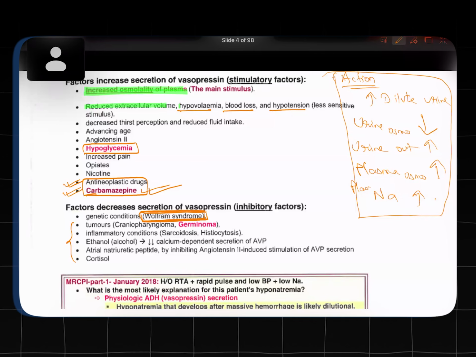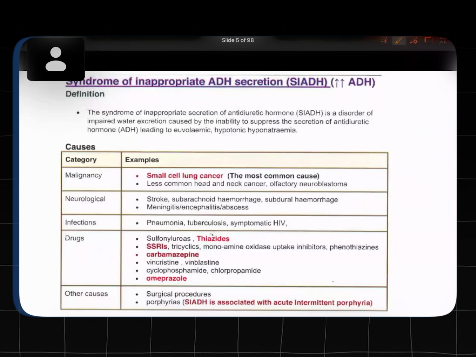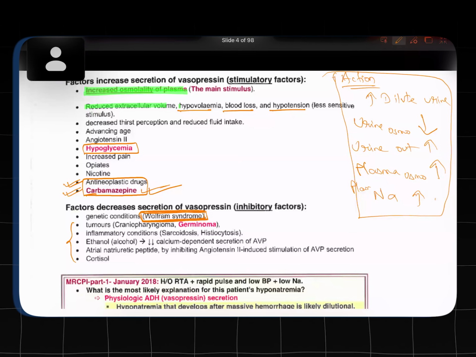This is a direct question. What is the most likely explanation for the hyponatremia in a patient who has presented following a road traffic accident, with rapid pulse, low BP, low sodium? Physiologic ADH secretion. That is the physiologic ADH, so this is not vasopressin, remember. There is low sodium, so the physiologic ADH secretion is appearing. So it is not pathological. You just have to wait and observe for a few days and then repeat the sodium. Maybe it has already improved.